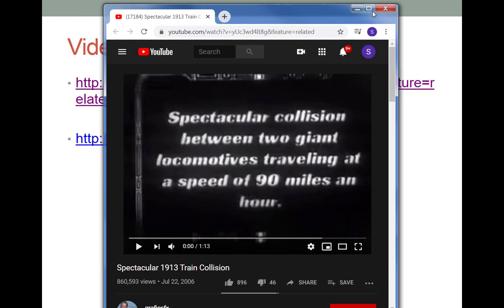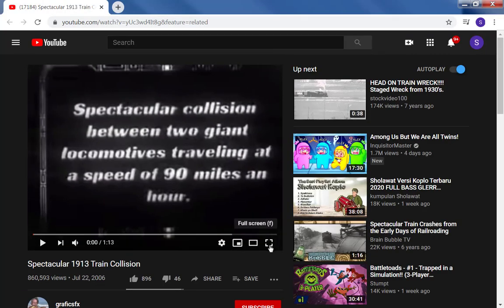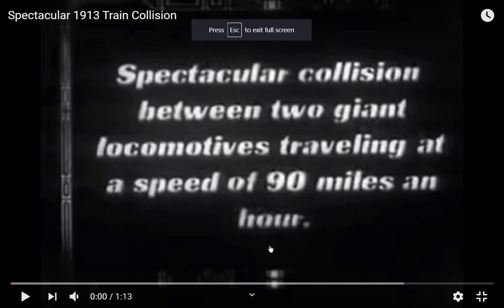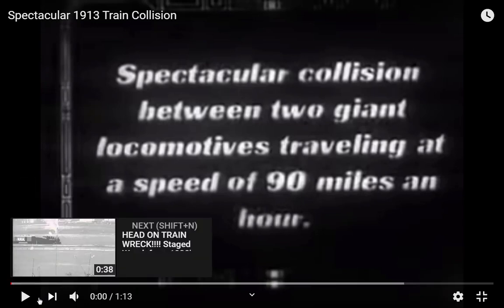I've already pulled it up, so let me bring it in here. This is the upper of those two links. Both of them are similar. What we have in this video is two giant steam train locomotives that are going to collide into each other.